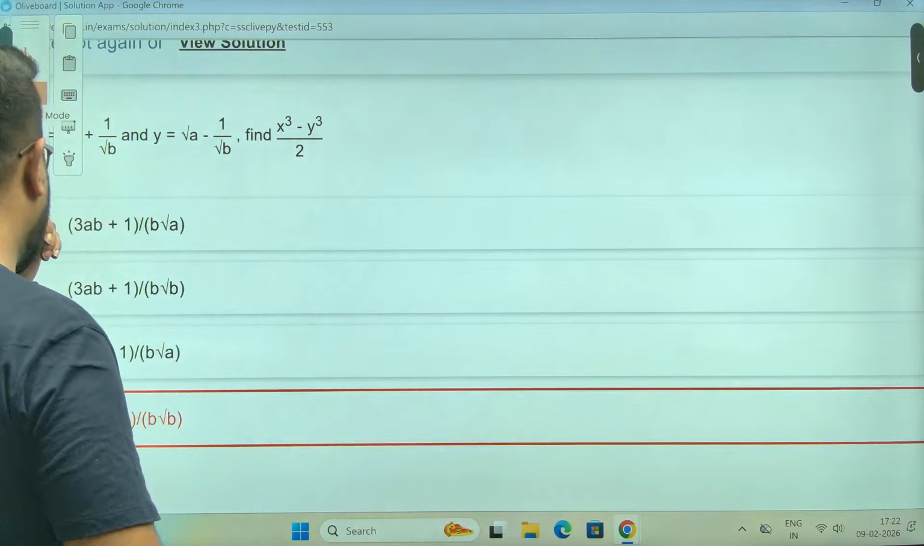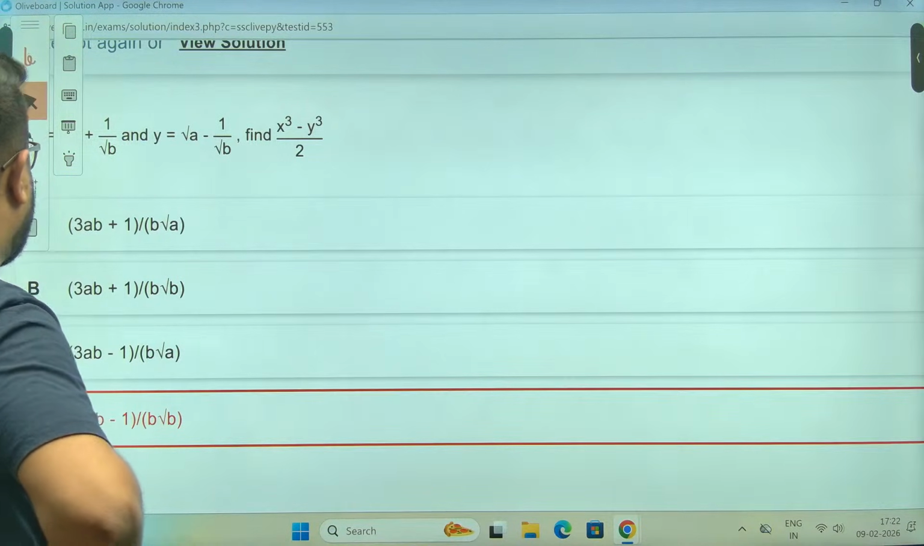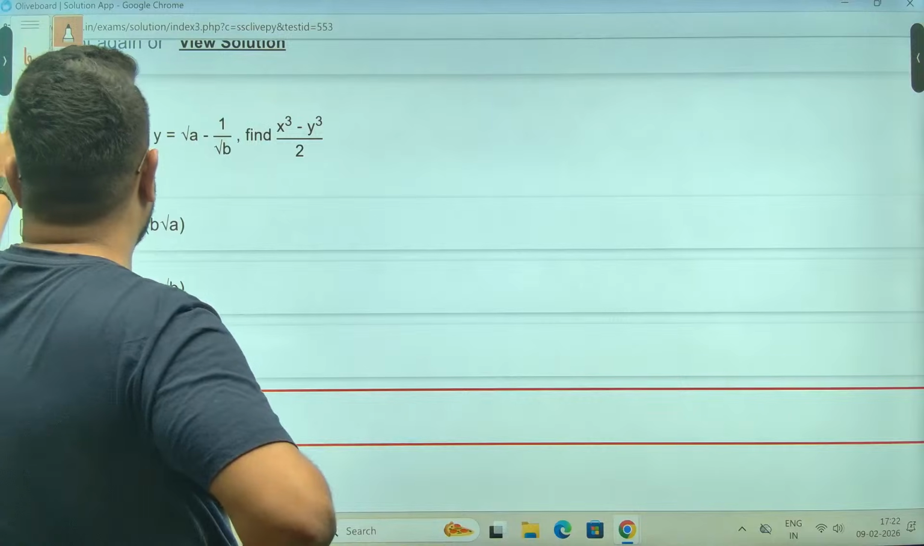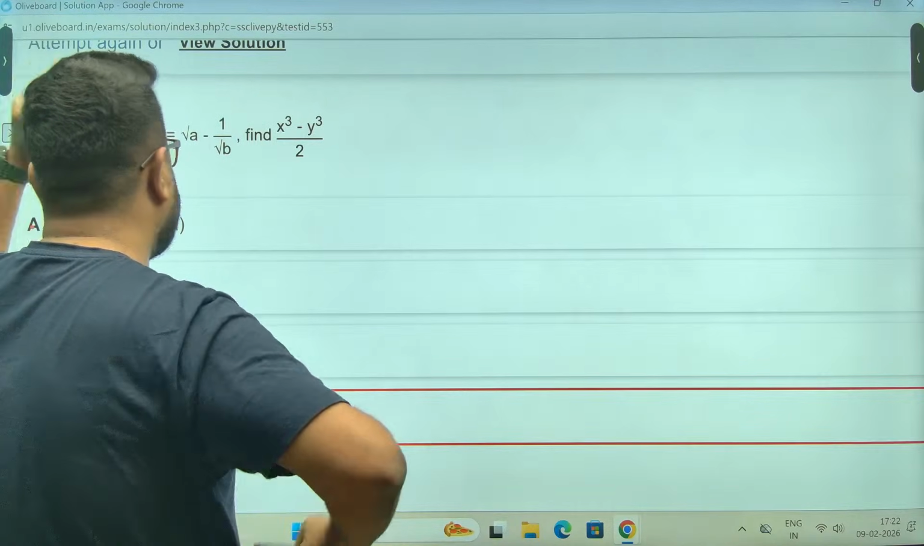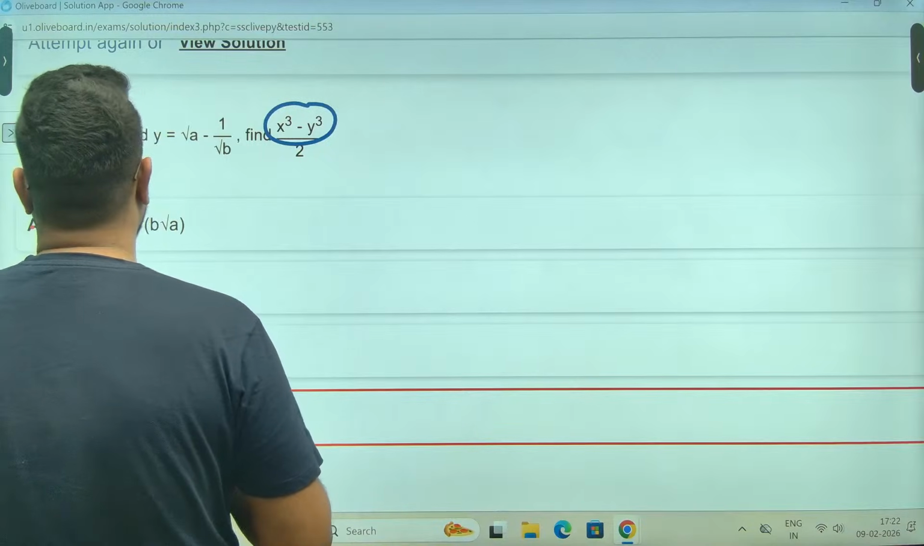अरे, wrong दिखा रहा है. अरे यार, I have made some error. My mistake then. I have made some error somewhere. Ruko, let me do this once more.